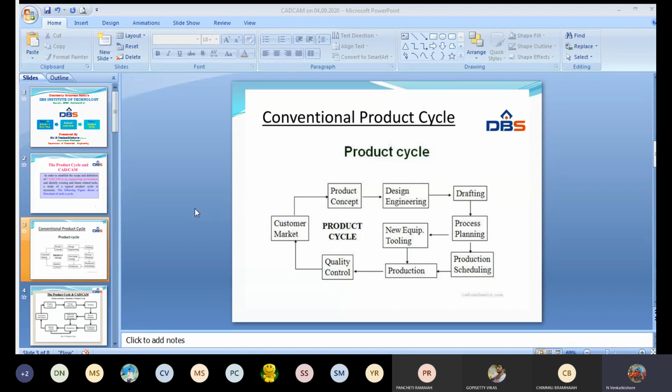So based on the customer requirement, we have not developed a good product. So we have to change the idea.